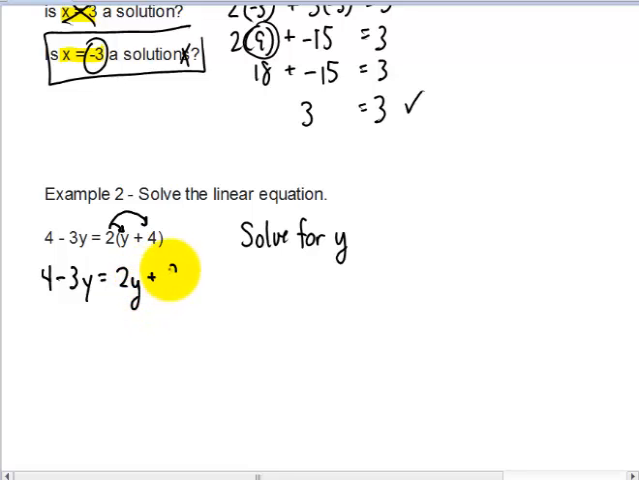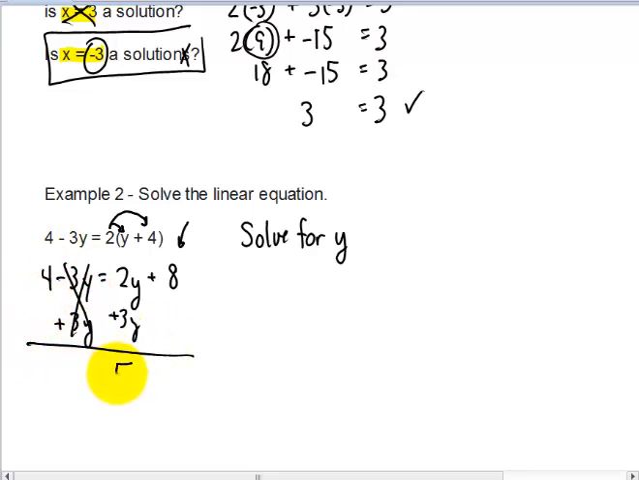2y plus 8. As a teacher, most people would be looking to see if the student left that as 4 or 8. If they left it as 4, the student clearly did not distribute. Now I'm going to solve for y. I'll leave the 4 on the left, only because I want to put the y's on the right side, since if I add 3y to both sides, my y quantity stays positive. You don't really have to do that.